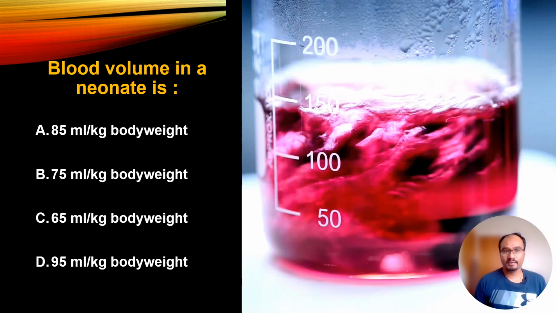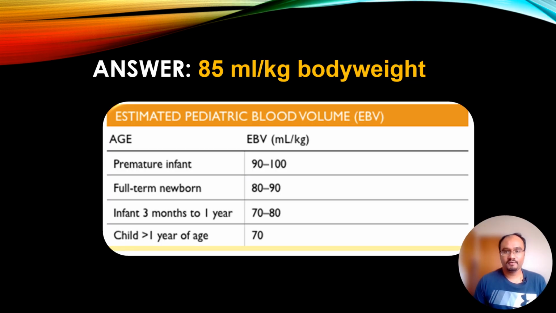Blood volume in a neonate is, and the options are 85 ml per kg of body weight, 75 ml per kg of body weight, 65 ml per kg of body weight, 95 ml per kg of body weight. And the correct answer is 85 ml per kg body weight. The expected pediatric blood volume in a premature infant is 90 to 100 ml per kg, and in a full-term newborn it is 80 to 90 ml per kg, and in an infant from 3 months to 1 year it is 70 to 80 ml per kg, and for a child greater than 1 year it is 70 ml per kg of body weight. Let us go to the next question.